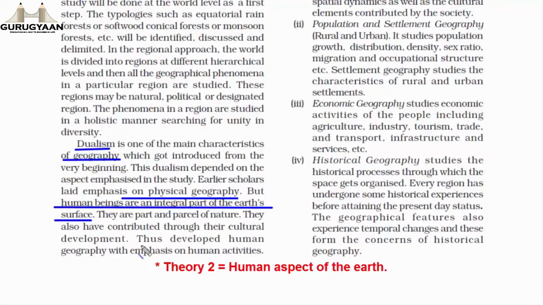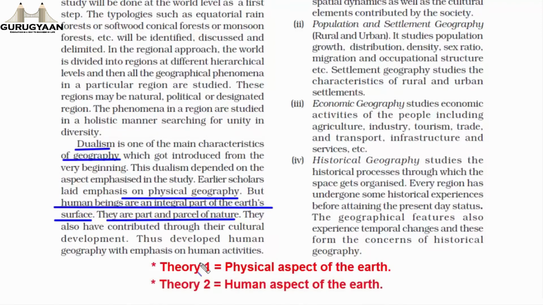You cannot eradicate the fact that human beings are to be studied, because as it's well said, they are part and parcel of nature. So whenever you hear this term dualism in geography, just immediately recollect these two theories. One is related to the physical aspect, that is physical geography, and the other is related to the human aspect, that is human geography.